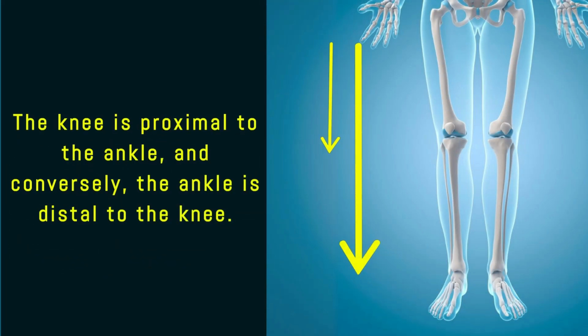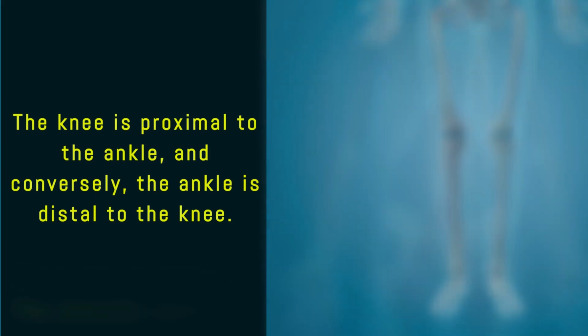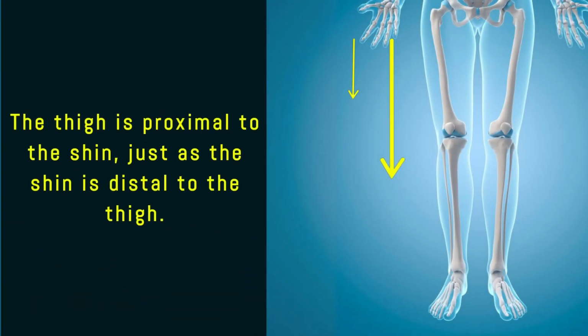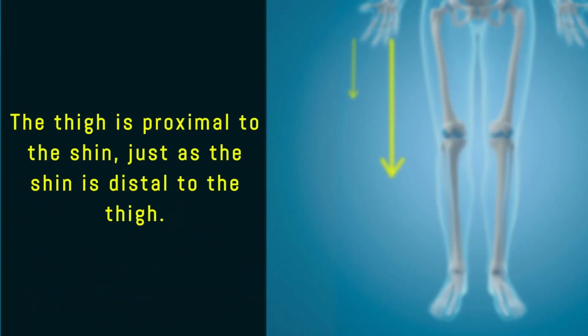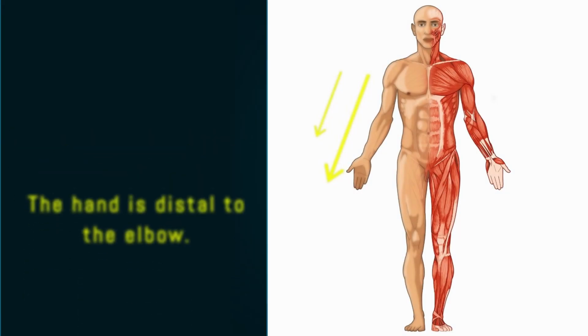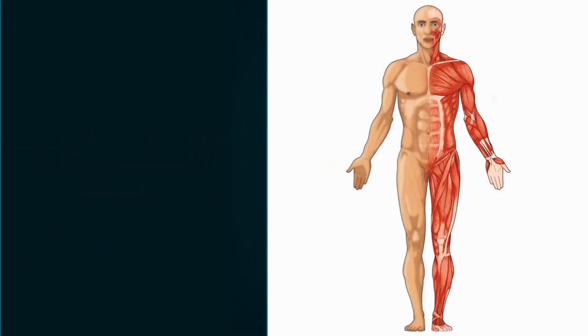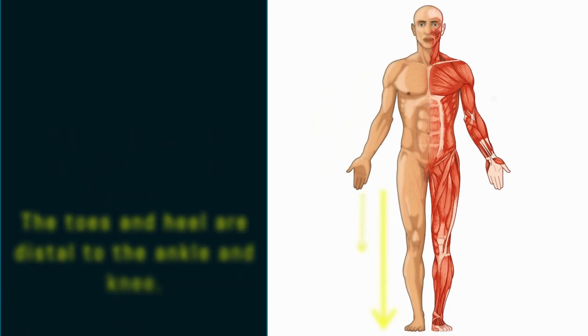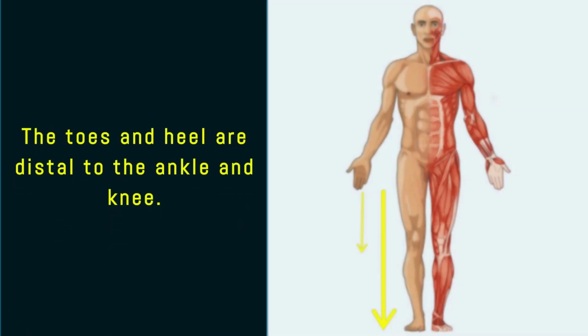The knee is proximal to the ankle, and conversely, the ankle is distal to the knee. The shoulder joint is proximal to the forearm, and in turn, the forearm is distal to the shoulder. The thigh is proximal to the shin, just as the shin is distal to the thigh. This same logic applies to all parts of the limbs. The hand is distal to the elbow. The thumb tip and knuckles are both distal to the wrist. The toes and heel are distal to the ankle and knee.